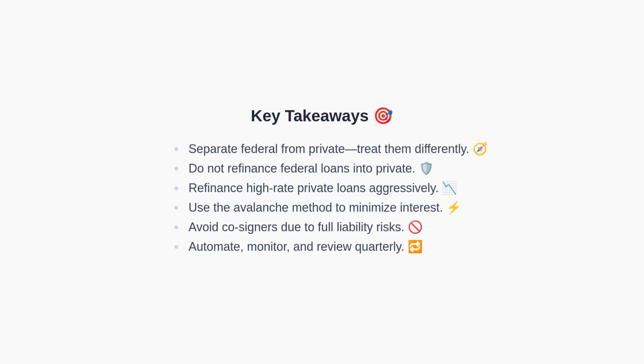Let us consolidate the main ideas. First, separate federal and private loans because they require different strategies. Second, avoid refinancing federal loans into private loans to preserve protections. Third, refinance high-rate private loans when you can secure a meaningfully lower rate. Fourth, use the Avalanche method to minimize interest and shorten repayment time. Fifth, avoid cosigners due to the full liability they assume. Sixth, automate your payments, monitor rates and programs, and review your plan quarterly.